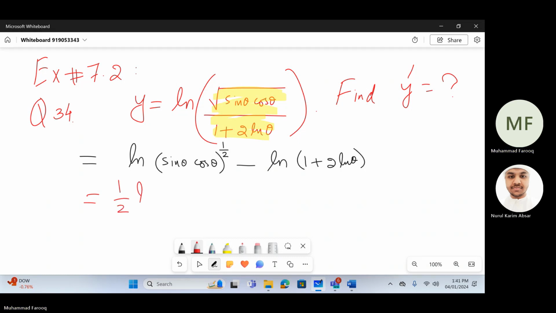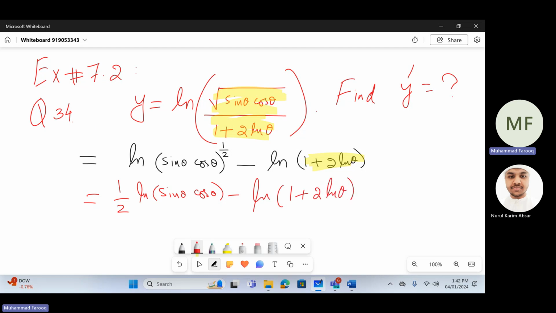So you have 1 by 2 multiplied by ln of sine theta cosine theta. Please tell me, can you use any property here? We cannot use any property here, because there is addition between them, and as per the log properties, there is no rule if the argument has addition. So keep this one as it is. That had a power, so can it come down? Yes. So this one, please copy as it is. This is ln with the argument 1 plus 2 times ln theta.